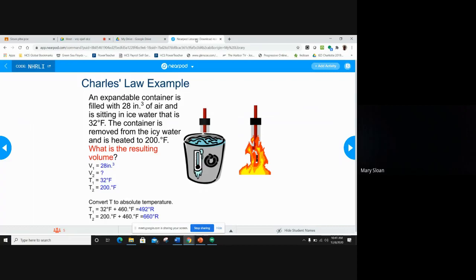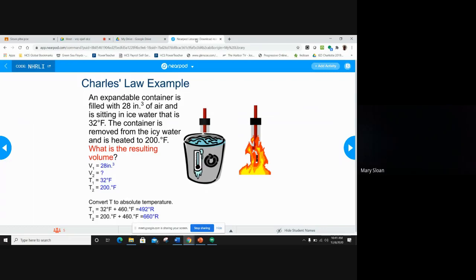What is the thing that's different in Charles's law? The temperature. We've got to have it in Rankine. Okay. Write out our formula again. V1 over T1 equals V2 over T2. Cross multiply. V1 T2 equals V2 T1. What am I looking for? Volume 2. Divide both sides by T1. And there is my formula.